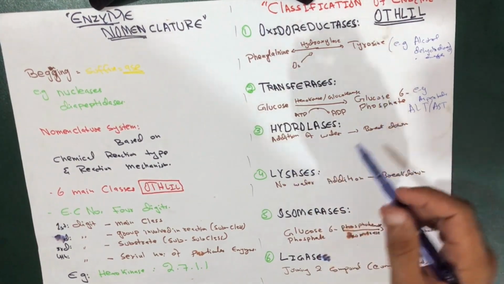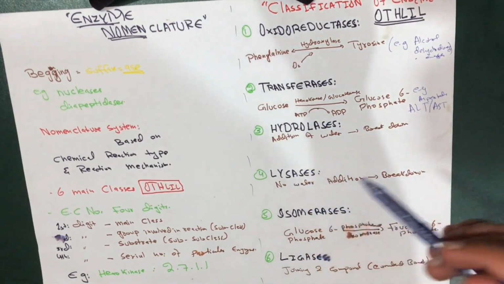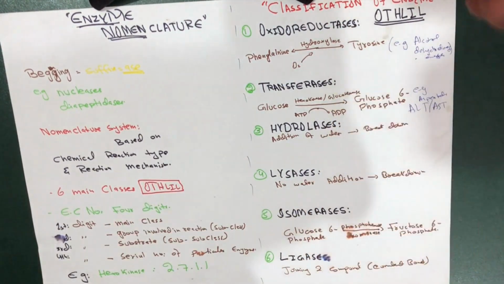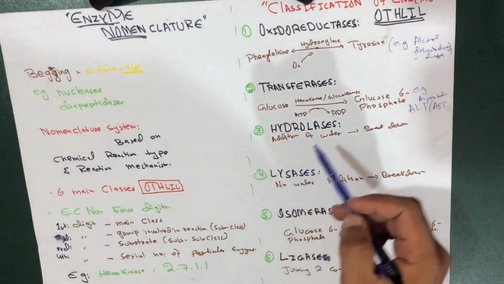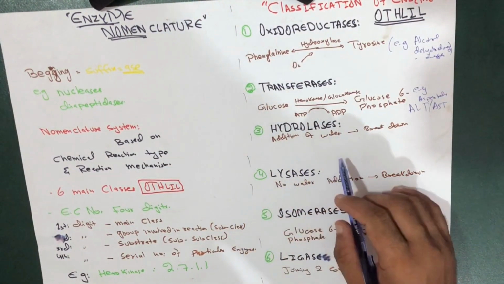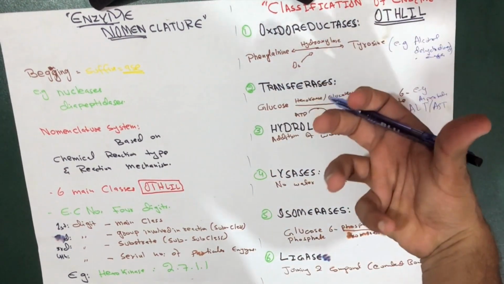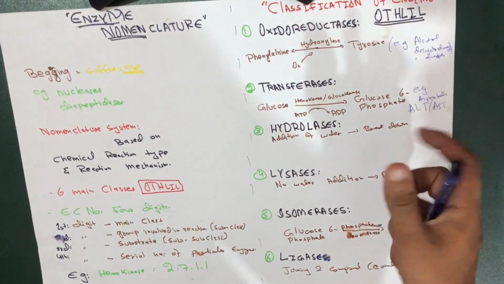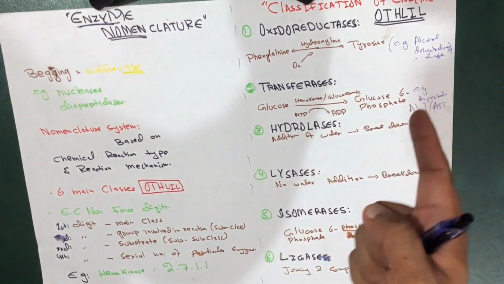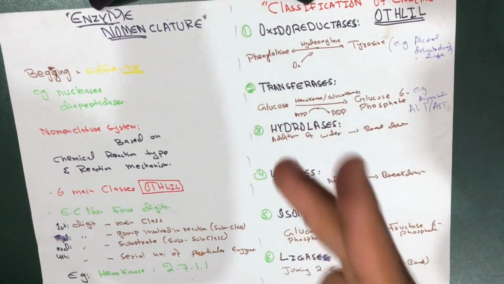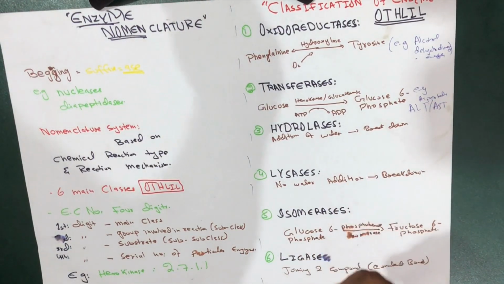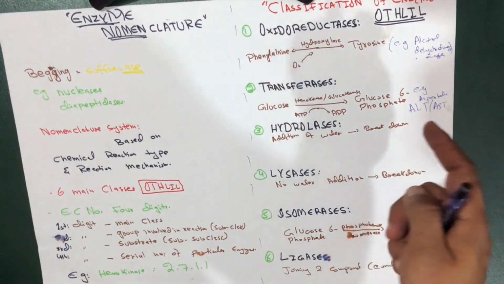Now let's talk about the hydrolases. You have probably heard of hydrolysis, breaking down something with the addition of water. This is an easy concept to understand. Some examples of enzymes that bring about hydrolysis are glucose 6-phosphatase, pepsin, trypsin, esterases, and glycoside hydrolases.